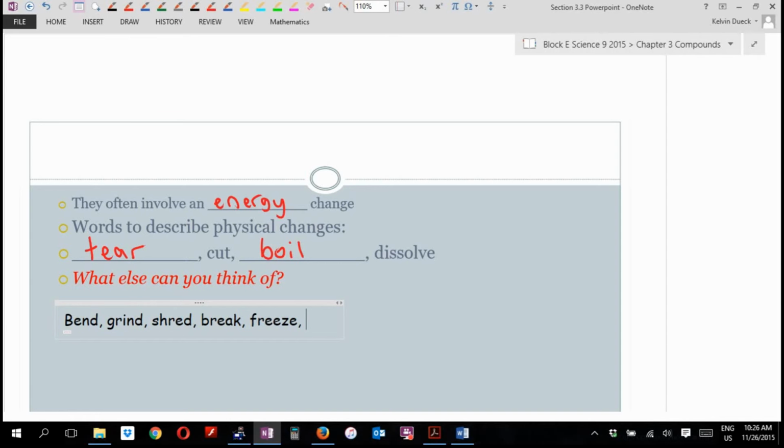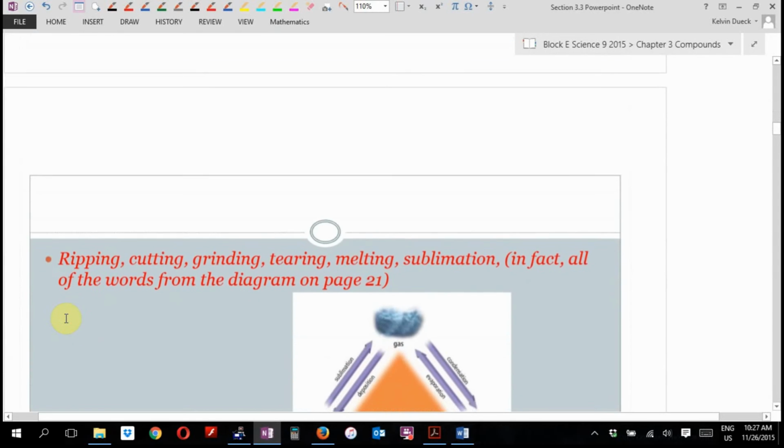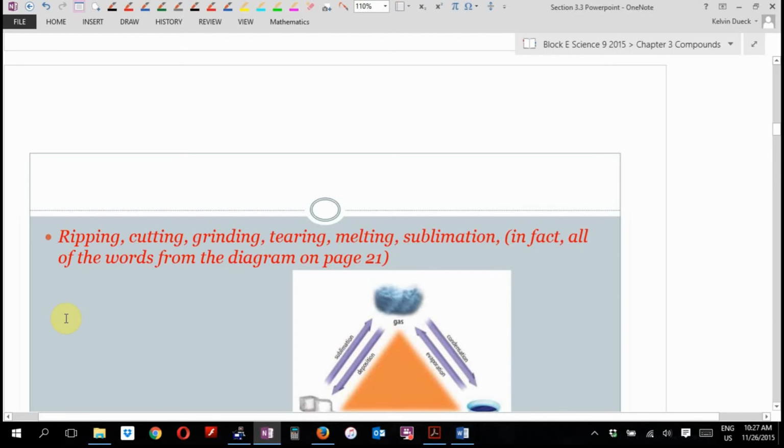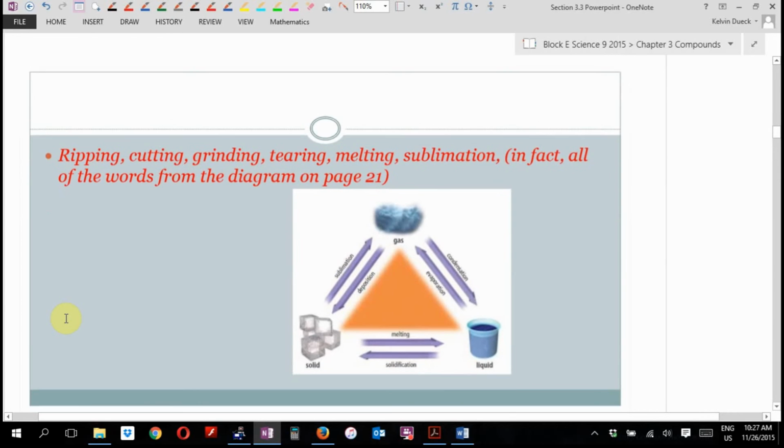In fact, you know what? I wrote a bunch here, I think on the next page. Here's what I said: ripping, cutting, grinding, tearing, melting, sublimation. Oh, you know what? Remember that picture from way the beginning of the year? All of those words there: evaporation, condensation, sublimation, melting, but those are all physical changes. Okay? We're not going to memorize all of the words, Mason. Instead, what we're going to try and do is give you a rule so that you can look at a situation and say, hey, was that a chemical change or a physical change? And we are going to give you that rule in a bit.